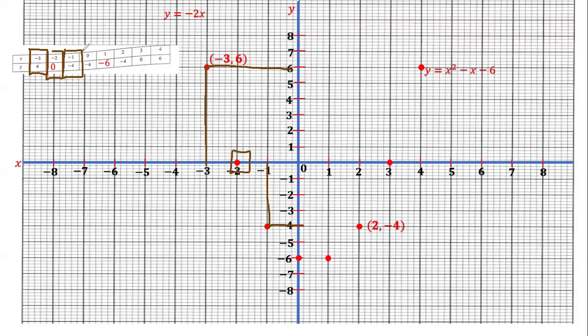Then 0 and -6 is going to be right here. It's going to be 1 and -6, right here. It's going to be 2 and -4, right here. It's going to be 3 and 0, right here. It's going to be 4 and 6, right there.